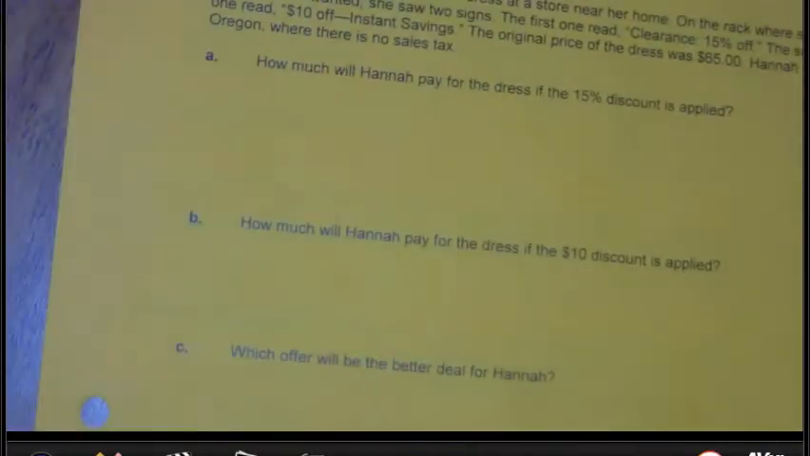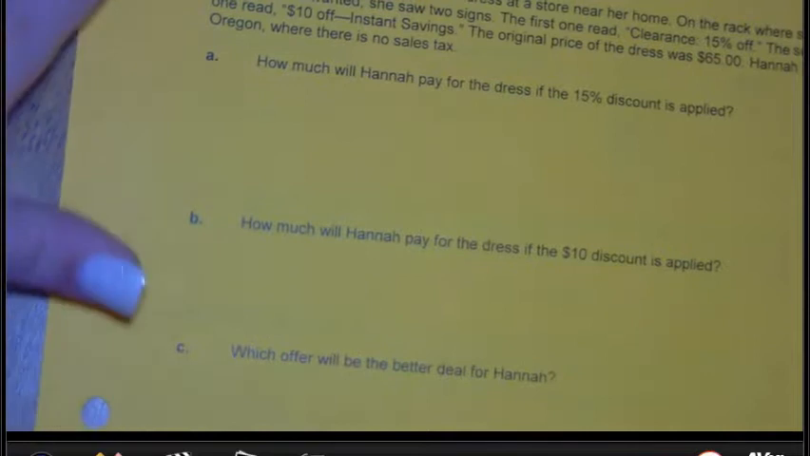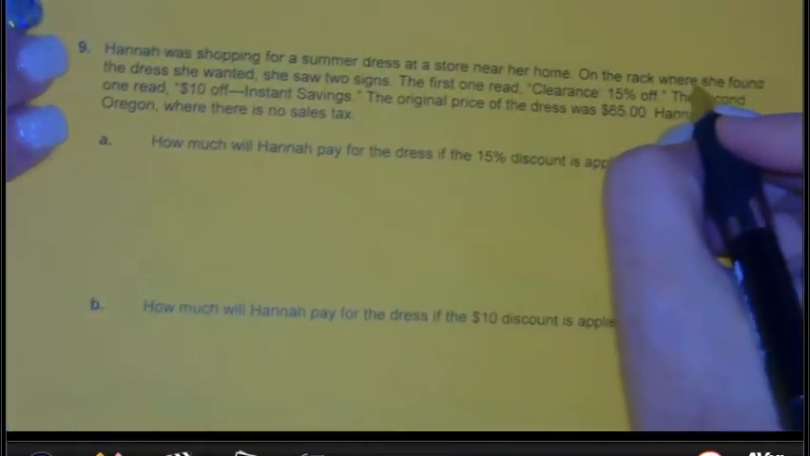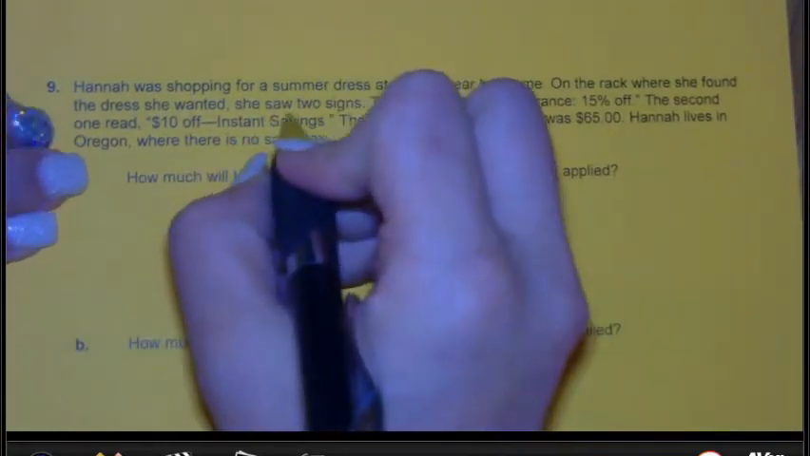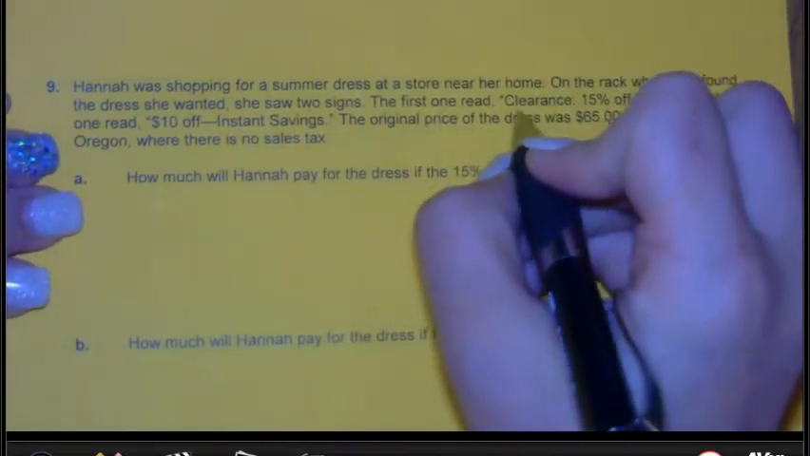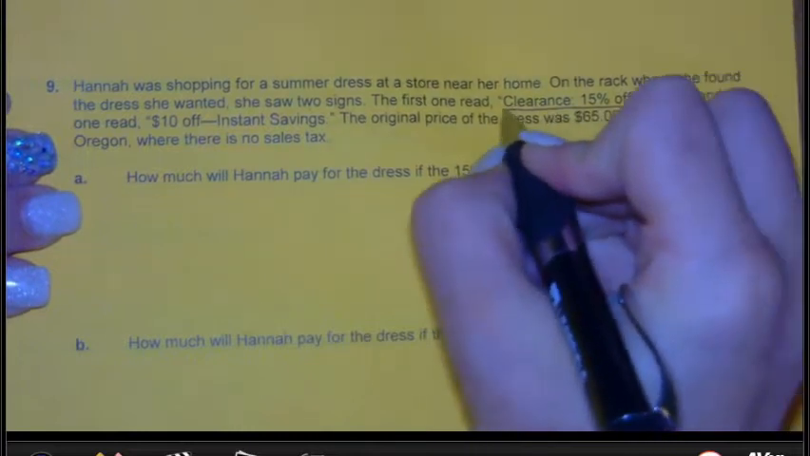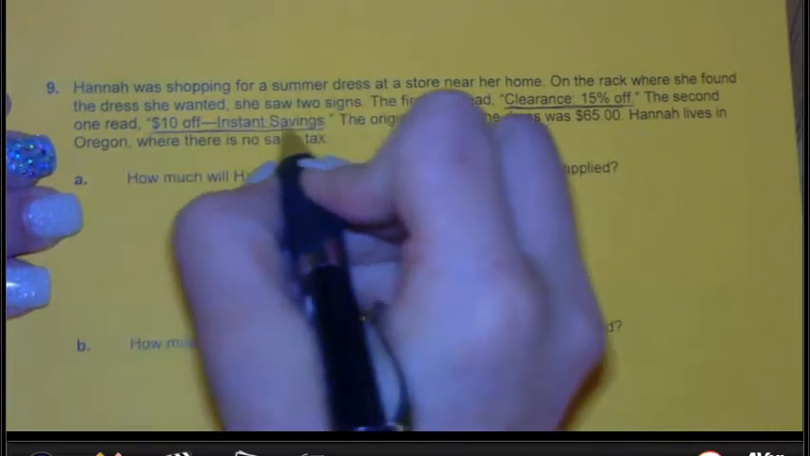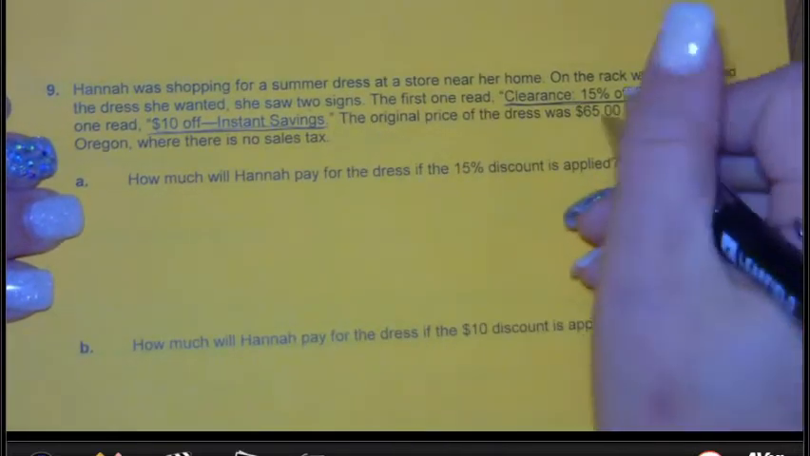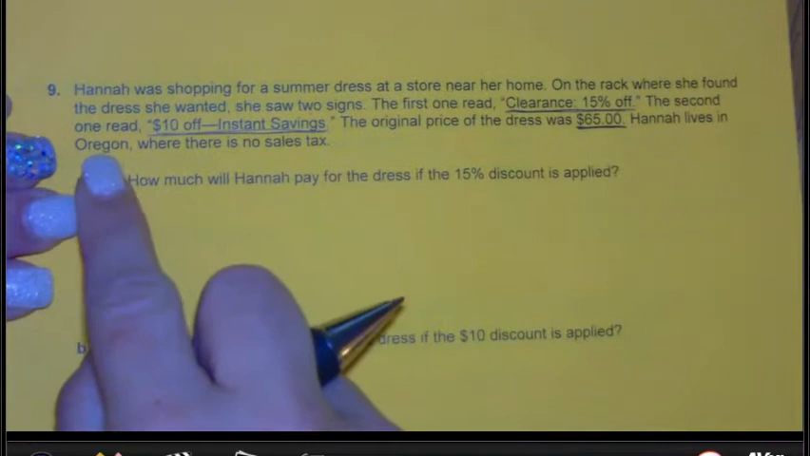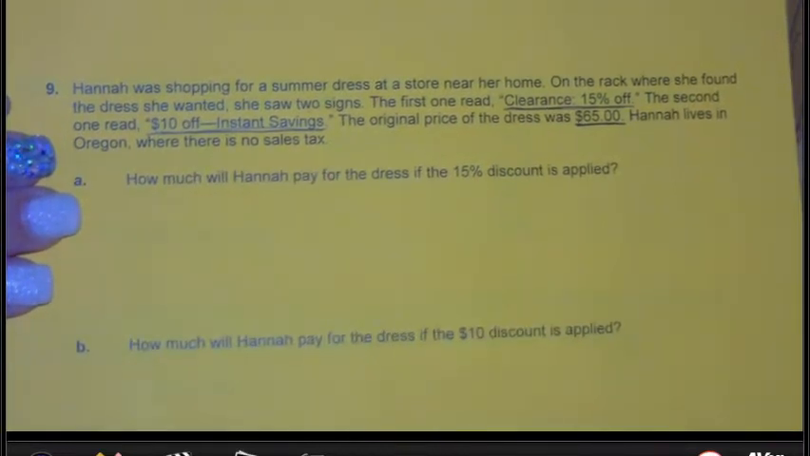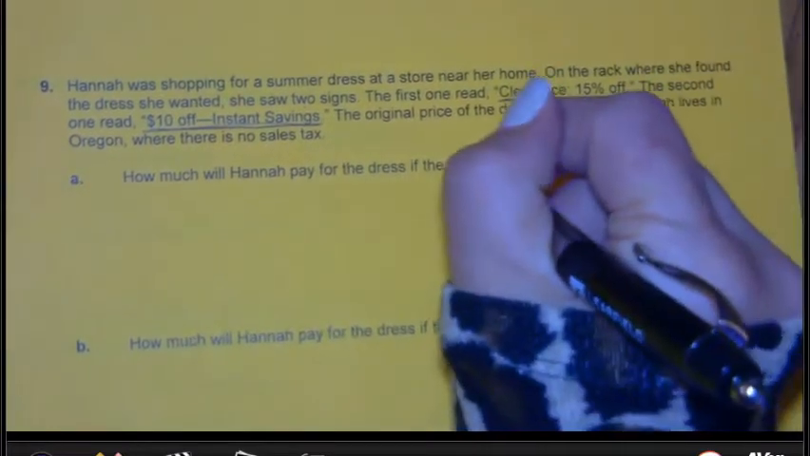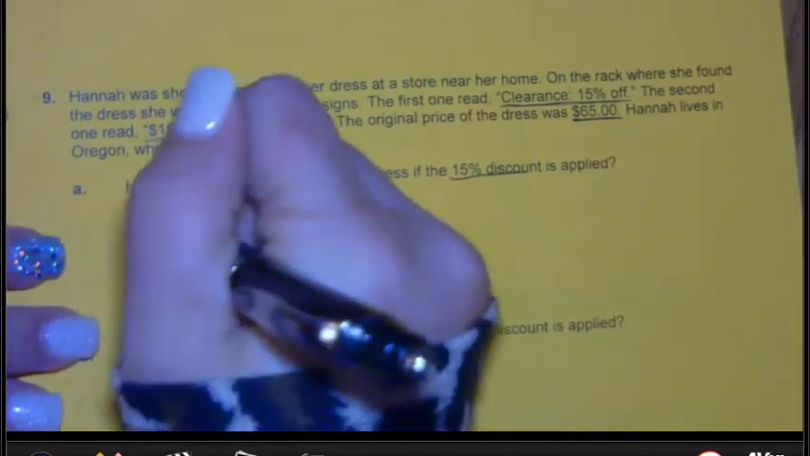Okay. All right, number 9. Hannah was shopping for a summer dress at a store near her home. On the rack where she found the dress she wanted, she saw 2 signs. The first one read clearance 15% off. The second one read $10 off instant savings. The original price of the dress is $65. Hannah lives in Oregon where there is no sales tax. Okay. How much will Hannah pay for the dress with a 15% discount applied?